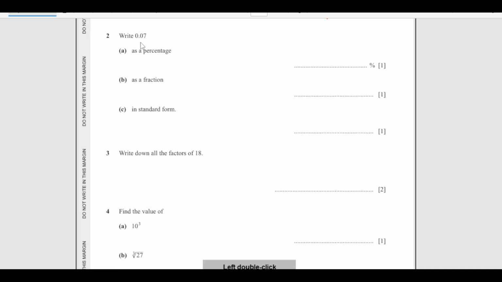Write 0.07 as a percentage. So 0.07 can be written as 7 over 100. To convert into percentage, you multiply by 100. So this 100 and 100 cancel, and we are left with 7. So 7% is the answer.